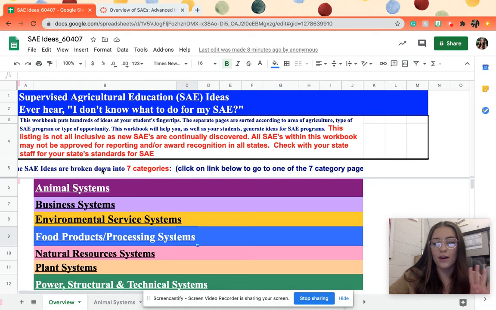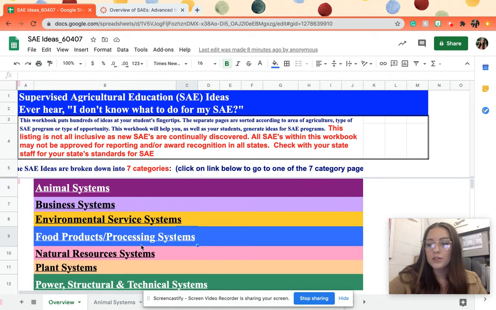So yes, we do have our 4 areas of SAEs, but within those areas we also have categories. I know it can get kind of confusing, but every SAE is going to be either an entrepreneurship SAE, an exploratory SAE, a research SAE, or a placement SAE. And within each of those, they can follow one of these categories. What the categories are is they're just a part of agriculture.